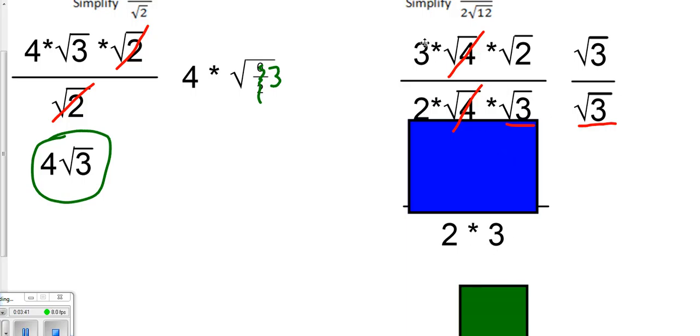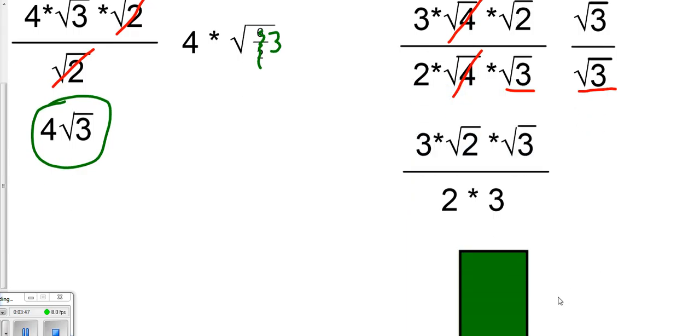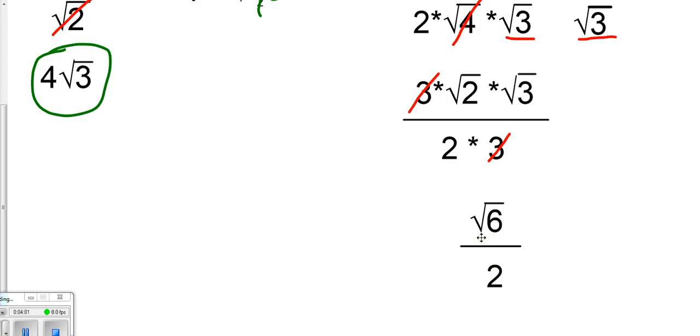Now on top we have 3 times the square root of 2 times the square root of 3. So it looks something like this. At this point then, we have 3 in the top, 3 in the bottom, so those can cancel out. And we can combine square root of 2 and square root of 3 into the square root of 6. So on top we have the square root of 6, on bottom we just have 2. And at this point, this is as simple as we need to make it.